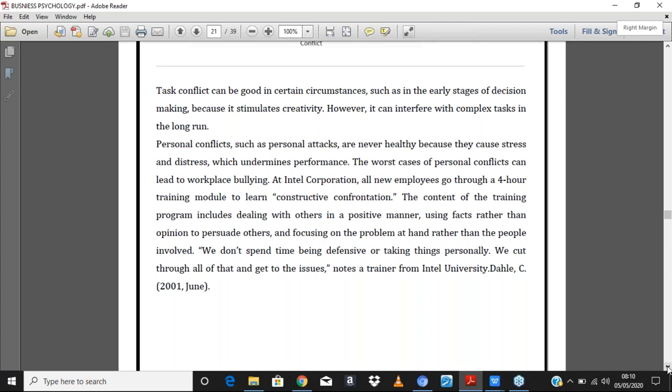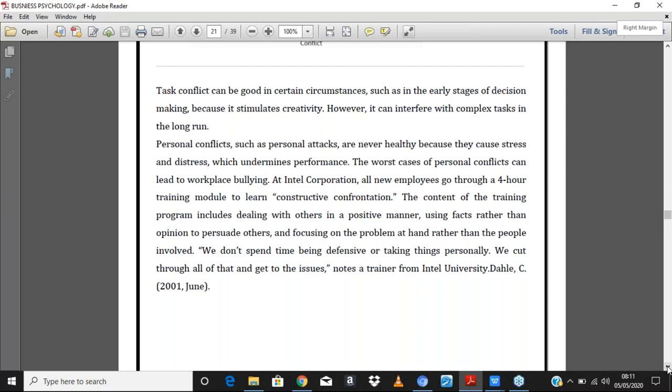Now, the worst cases of personal conflict can even go as far as bullying. Now, there's this Fortune 500 company in the world, Intel. Of course, it is an IT company. In fact, my laptop is powered by Intel. So at Intel Corporation, whenever new employees are brought into the company, during their training process, they train them on what is called constructive confrontation.